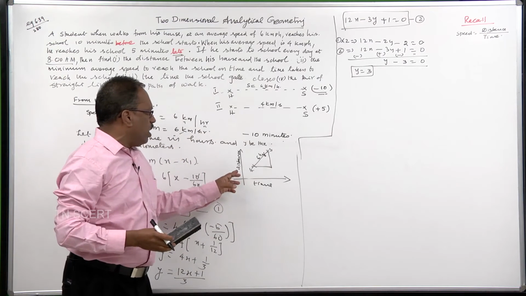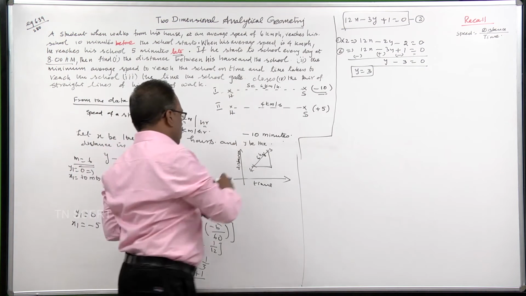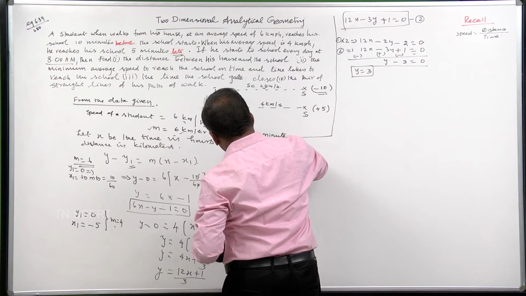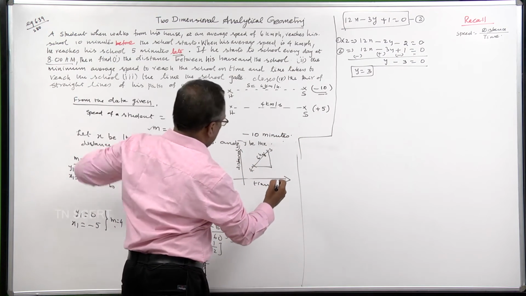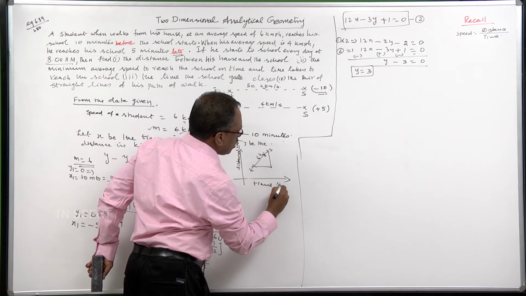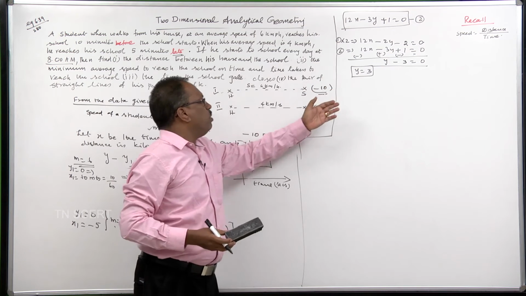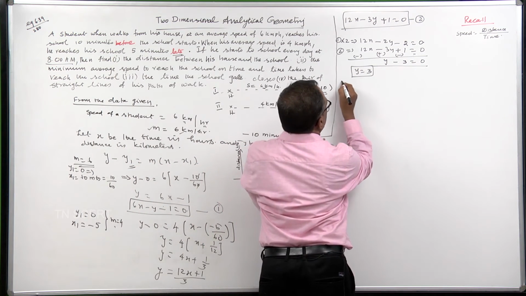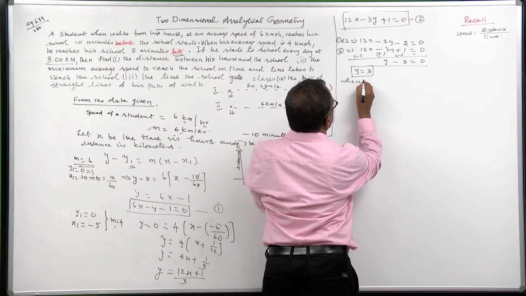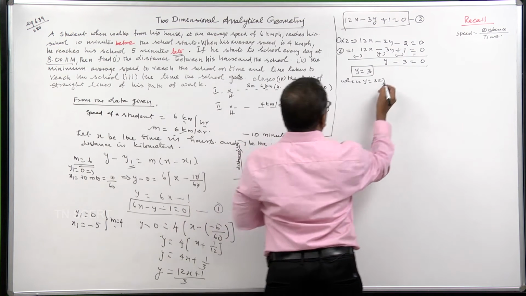Y is in what, distance? In kilometers, in meters? Distance is in kilometers. This is time in minutes. This is in seconds. So we can calculate like this. Now y is equal to 3. So when y is 3, what is x? Substitute in any one of these equations.